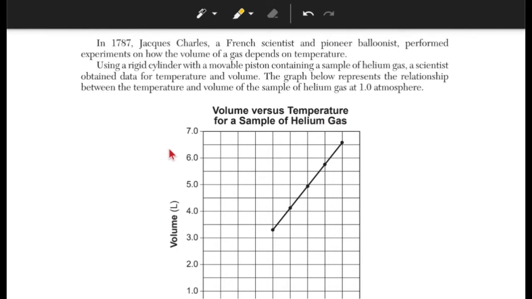In 1787, Jacques Charles, a French scientist and pioneer balloonist, performed experiments on how the volume of a gas depends on temperature. Using a rigid cylinder with a movable piston containing a sample of helium gas, a scientist obtained data for temperature and volume. The graph below represents the relationship between the temperature and volume of the sample of helium gas at 1 atmosphere.